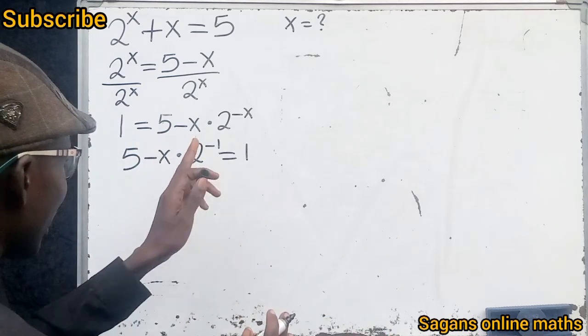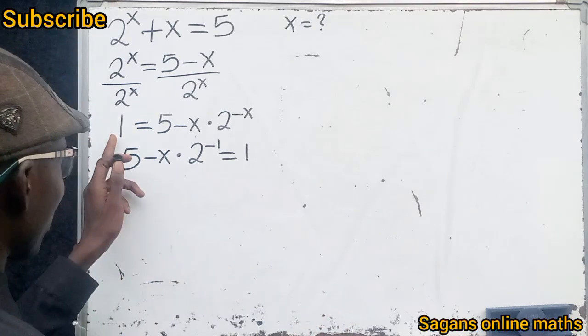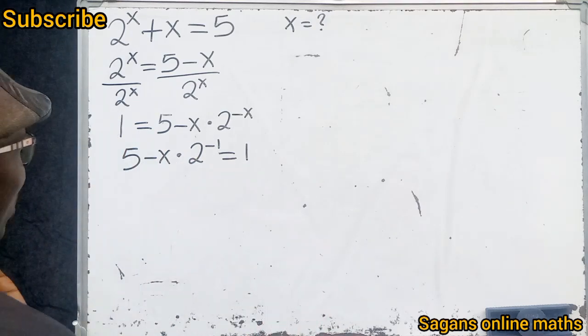I take this, I just change the sign because it's the same thing. Nothing change. You can see 1 was positive, 1 is positive. Nothing change. Now look at what I'm going to do.